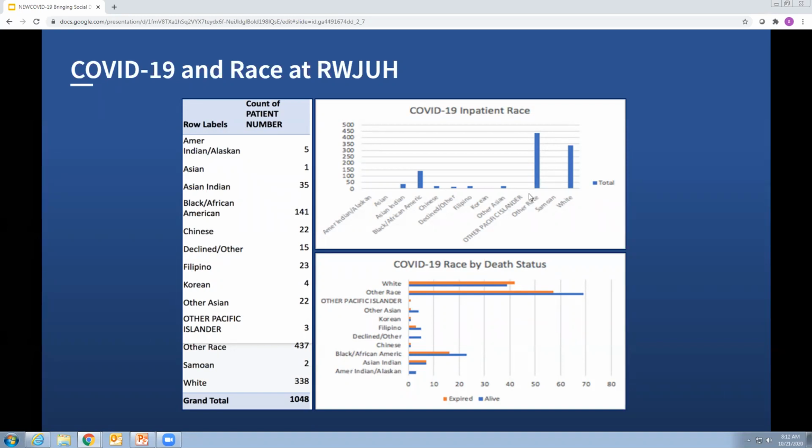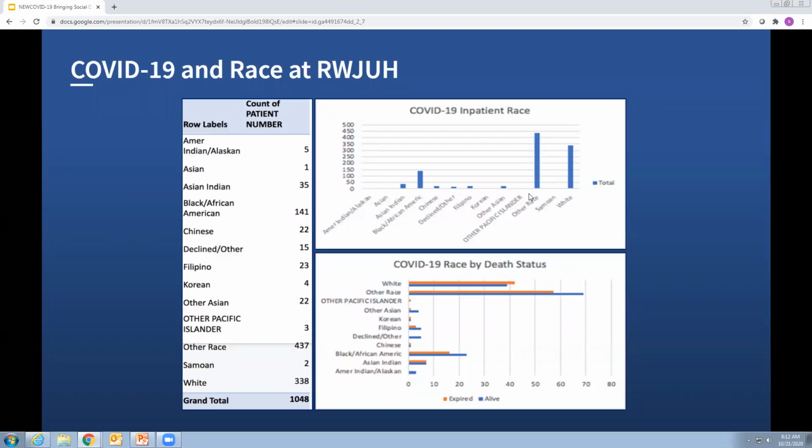And so unless we have some of that transparency happening, we won't be able to get to the heart of the issues and the problem. But that being said, we had a lot of patients who came through our hospital. We took care of 1,048 patients with COVID-19 from March to the end of May.